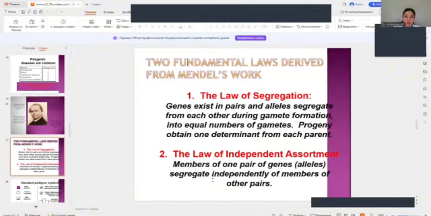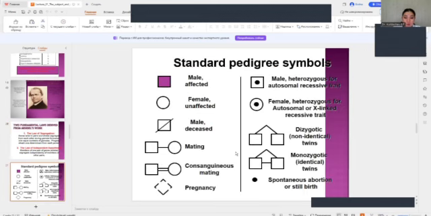Now we will talk about methods in medical genetics. First method is the genealogical method. In the genealogical method, we create the pedigree. For this pedigree, we use special symbols. For example, this symbol we use for affected male. This symbol we use for female but unaffected. This symbol is for male who died during life, and this is mating between male and female.